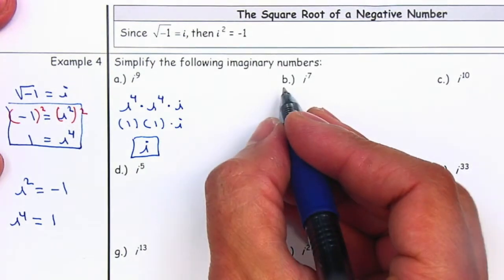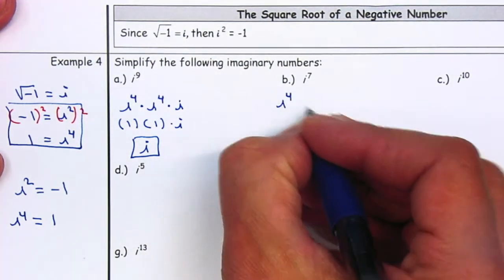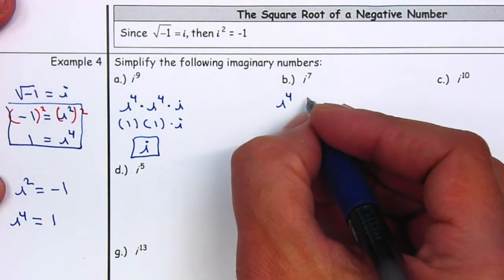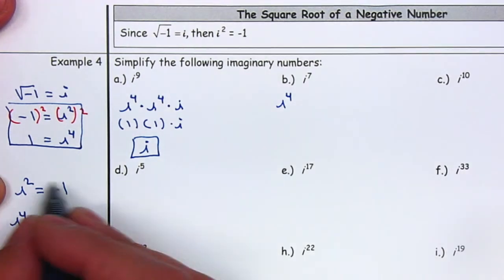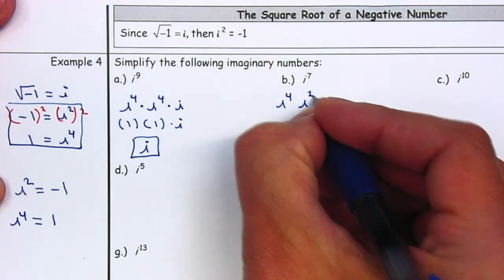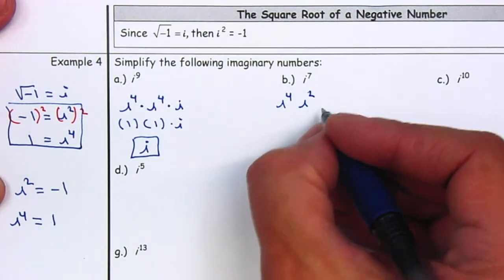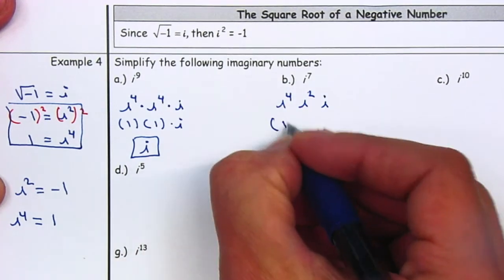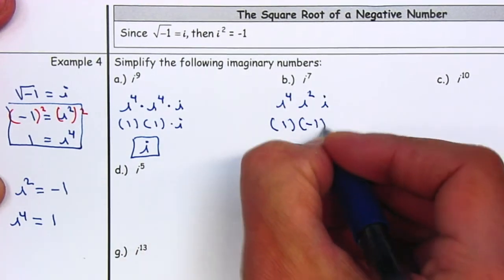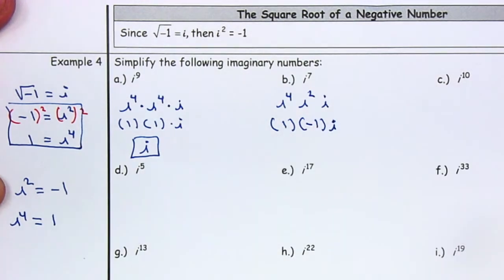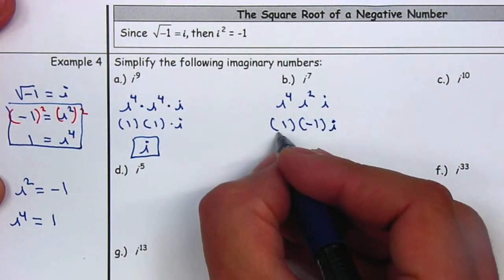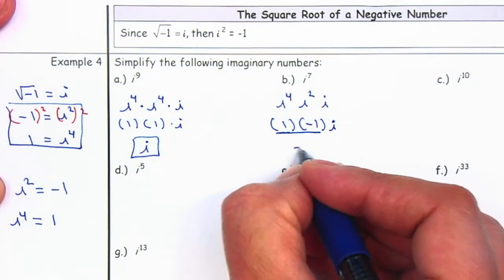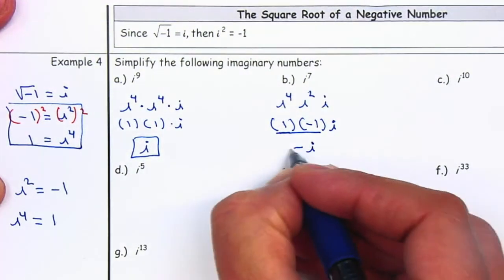i to the 7th will be i to the 4th. I don't have another i to the 4th, and I don't want to write down i to the 3rd. I want to be able to write down the i squared, because I know that's -1. And how many i's do I have left? That's 6. I need 1 more. So i to the 4th is 1, i squared is -1, and then I just have the 1 i. This gives me 1 times -1 is -1 times i will be -1i, or just -i.